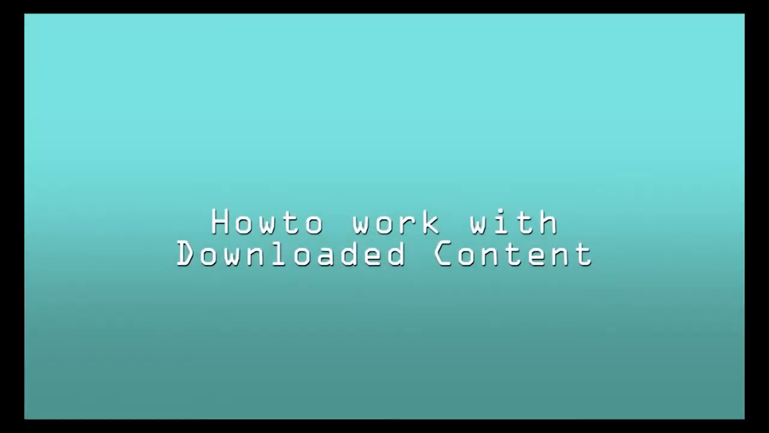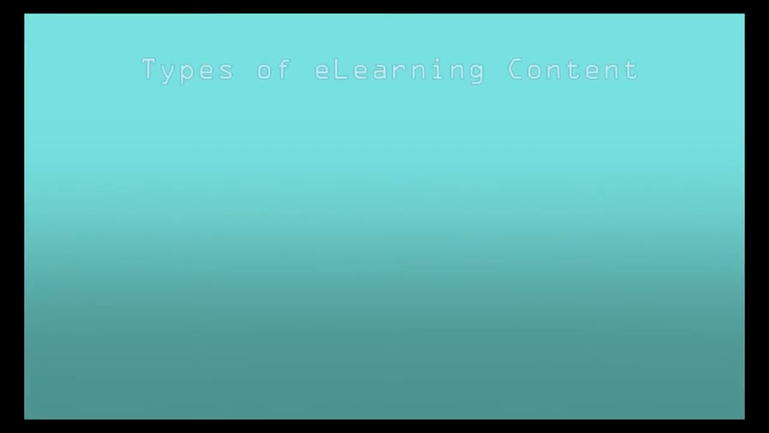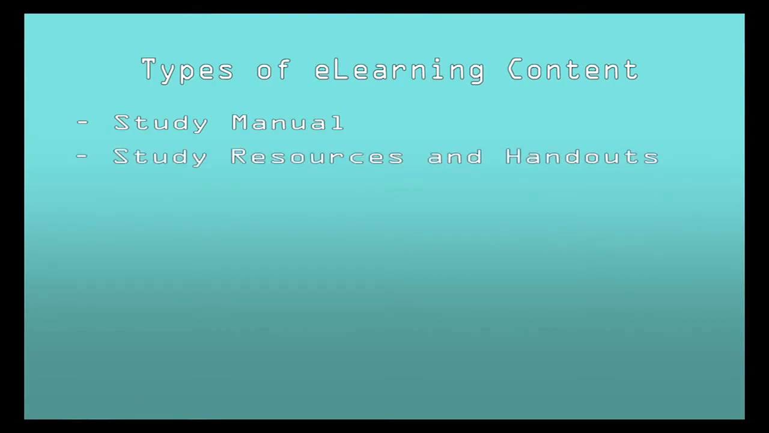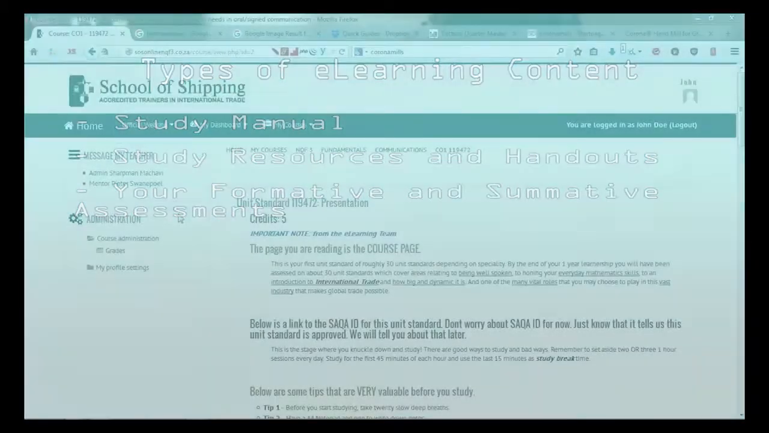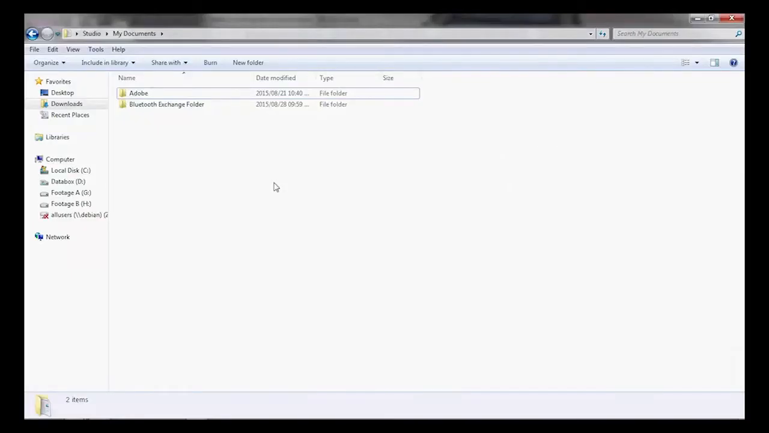In this video we are going to show you how to work with downloaded content from the eLearning platform. During the course of your program, you will be downloading mainly 3 types of files: the course manual, various study resources, and your formative and summative assessments. After a while, these files start to pile up, so it's important to know where you store them on your computer. The best way to do this is to create a subfolder in your Documents folder. In this case, we will create one called My eLearning.